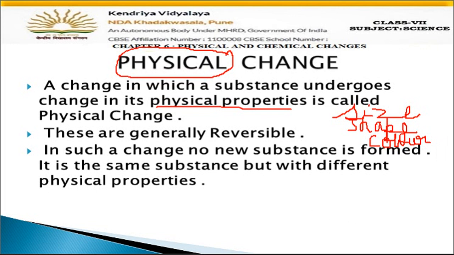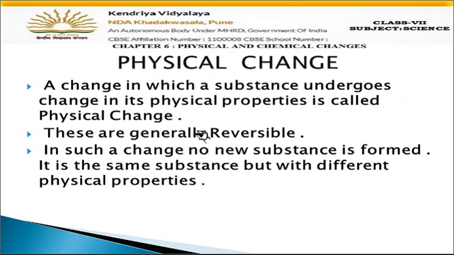Now, in a physical change, what happens? No new substance is formed. Remember, children, no new substance is formed. It means change is there, but no new substance is formed. The substance remains the same. Such types of changes are generally reversible, not always, but the majority of the times it is reversible.